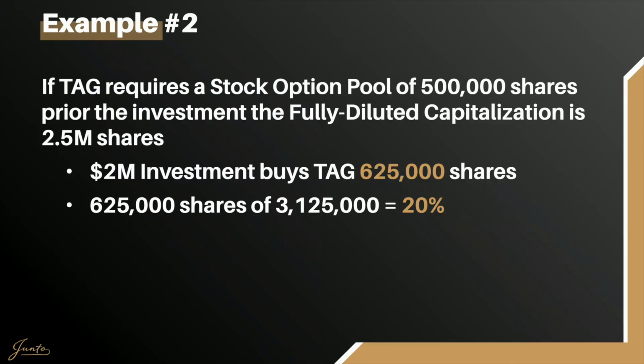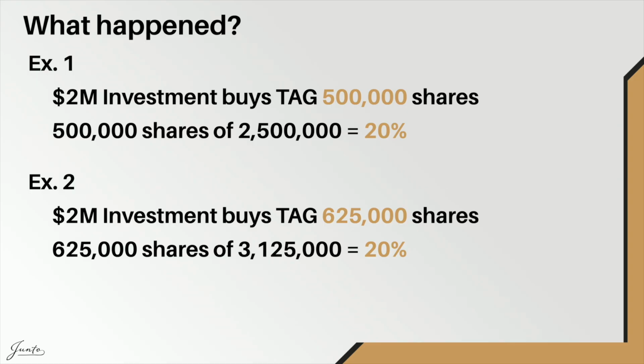So now we take a look at what we have in this example. That $2 million investment buys Tag Ventures 625,000 shares. 625,000 shares of the now total 3,125,000 is 20%. That 3,125,000 is the sum of the 500,000 share stock pool, the 625,000 preferred shares, and the 2 million founder shares. So what happened? In example one, that $2 million investment bought Tag 500,000 shares, which was 20%, right? In example two, that $2 million investment bought Tag 625,000 shares, and still they received 20%.